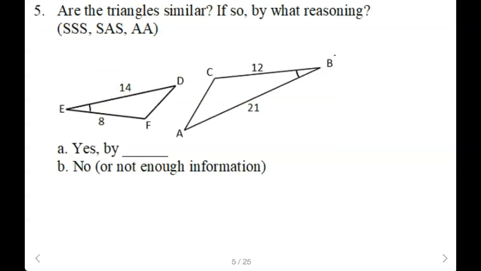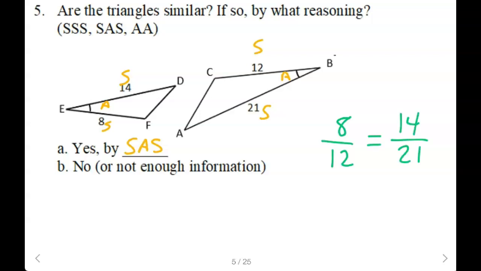All right, we've got 2 sides and an angle on each of these. So I'm thinking these are either similar by side angle side or not similar. So let's write a proportion. So we could say 8 is to 12, those are the smaller sides, as 14 is to 21, those are the big sides. Question is, are these equal?